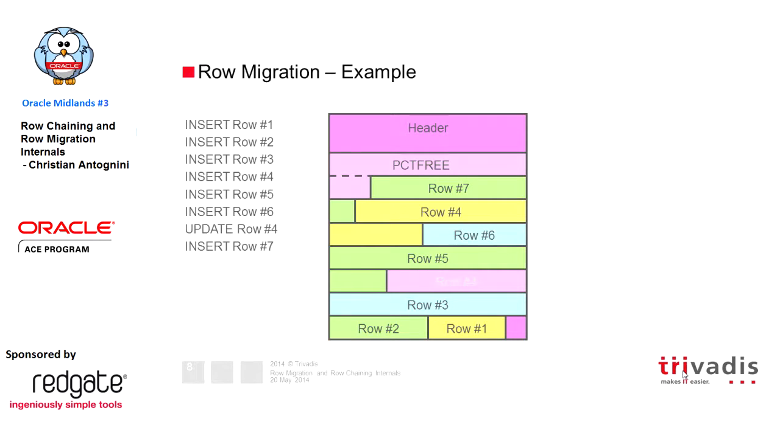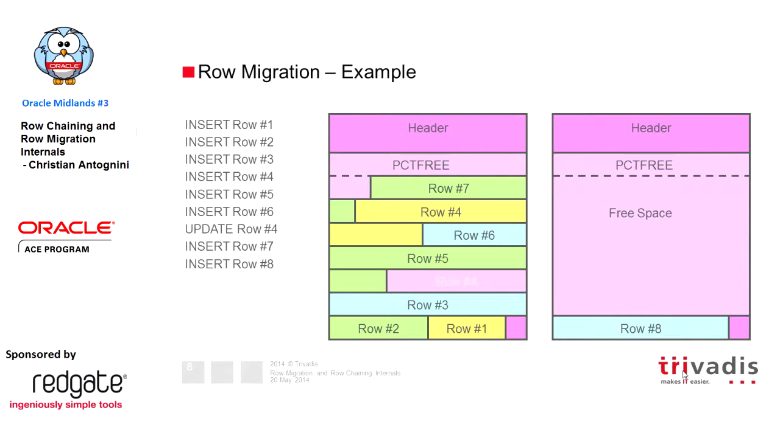We insert number 7. Now we have to insert one row. Of course, here we have almost reached the PCTFREE limit, but we also have some free space. So what usually happens in such a situation is that the block is reorganized. So they, no, sorry, there is not enough space anyway for row 8. So they put it in another block. Then I delete row 1 here.